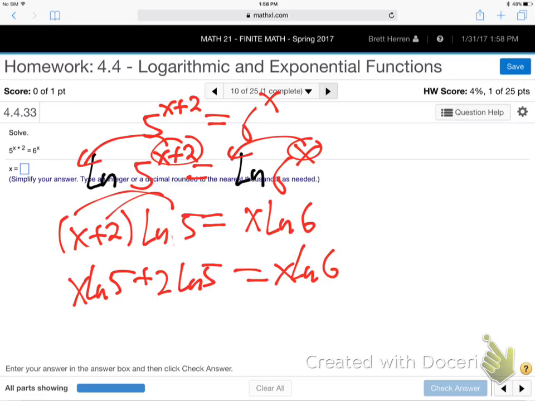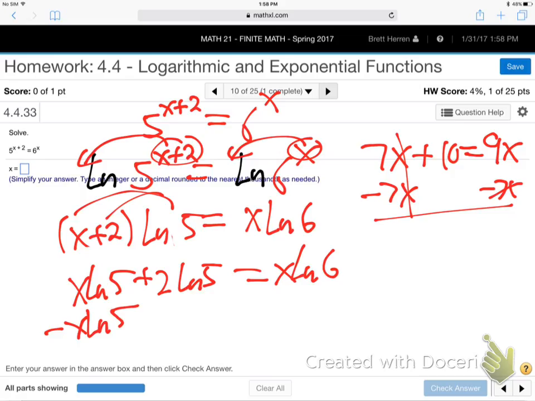Now what do we do? Well, let me ask you this. What if I gave you 7x plus 10 is 9x? What would you do to solve? You would just go, well, look, just get rid of that one, and boom. Well, same thing here. Subtract the x ln 5, right? And just get rid of that one, right? Same thing. Exactly. See how it's the same thing?